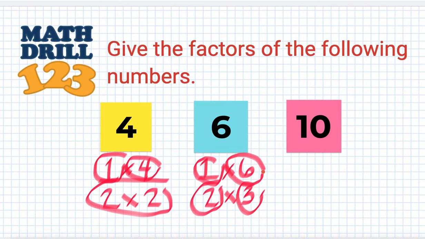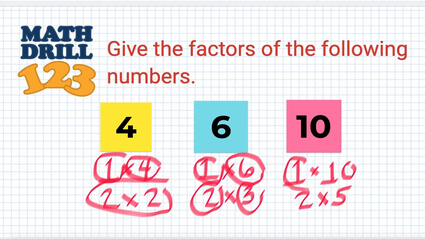What are the factors of number 10? We can have the very common, which is 1, and the number itself, which is 10. And of course, we can also say 2 times 5 is equal to 10. So therefore, the factors of 10 are 1, 2, 5, and 10 itself. So these are the factors of 4, 6, and 10.